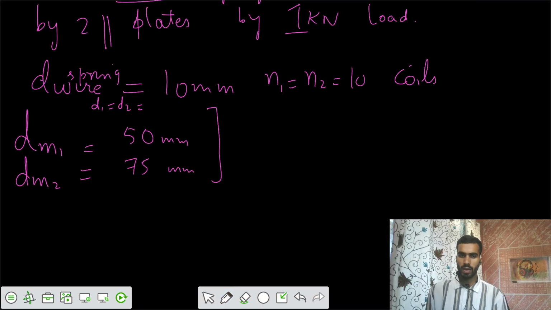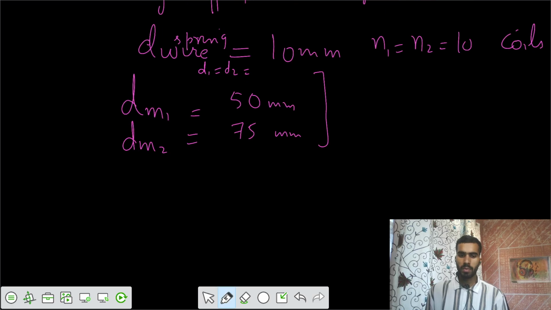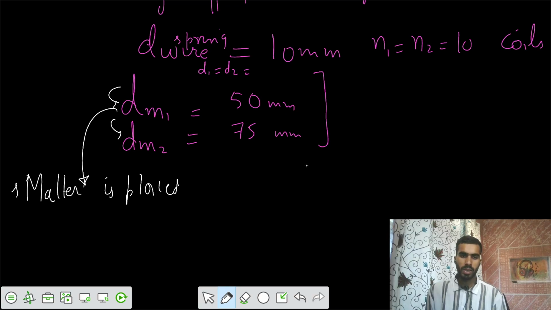Because we have two different mean diameters of the coils, the one with the smaller mean diameter is placed inside the bigger one.